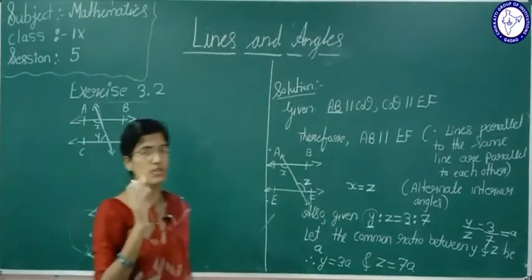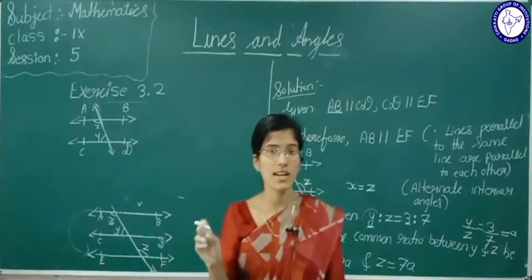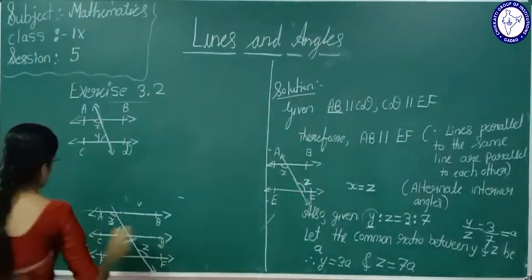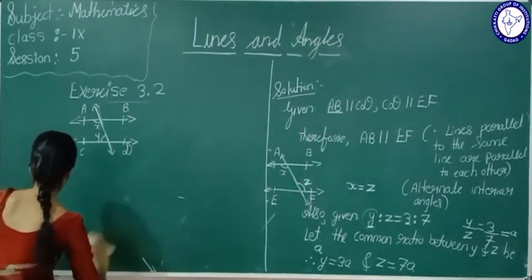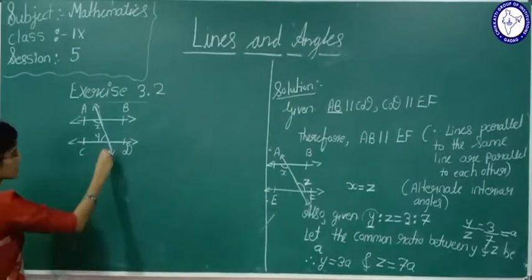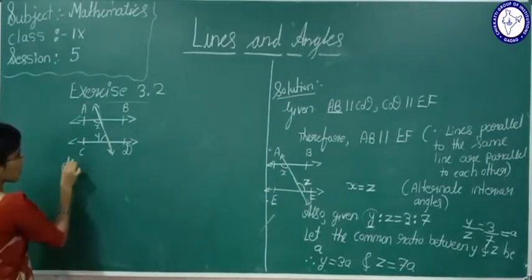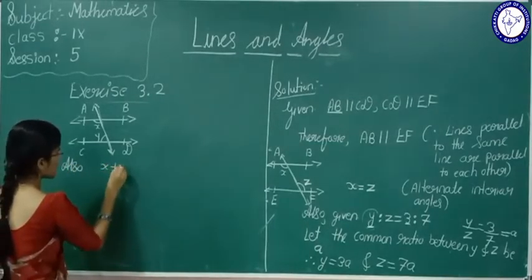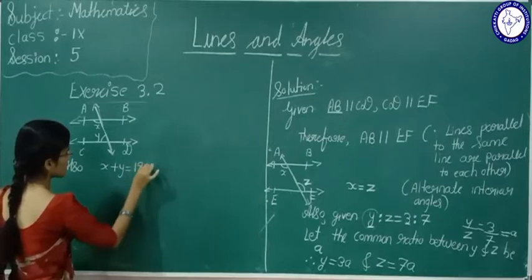Co-interior angles on the same side of the transversal are dash. Yes, it is supplementary. Yes or no? Co-interior angles on the same side of the transversal are supplementary. Also, x plus y is equal to 180 degrees.